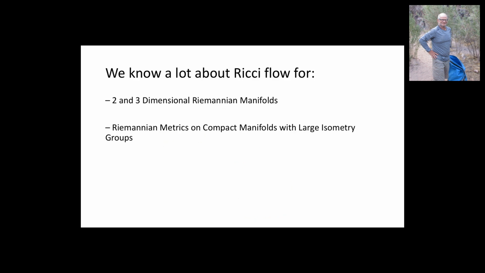So of course, we know a huge amount about Ricci Flow, but I think probably the predominant set of results we know is for 2 or 3 dimensional Riemannian manifolds. I think we're learning more and more as time goes on. But another set that we know a lot about is Riemannian metrics on usually compact manifolds with fairly large isometry groups. This includes the result which I said earlier about the Ricci Flow for so-called Gowdy metrics.